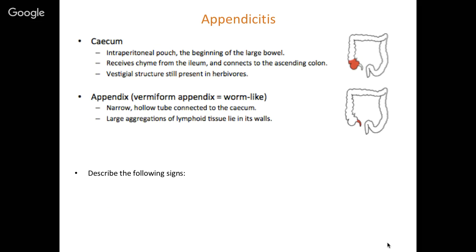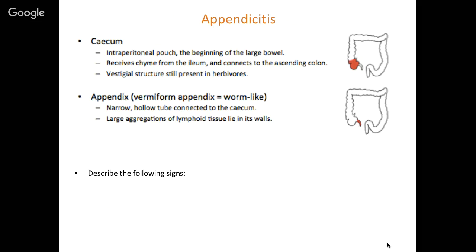Rovsing sign, what's Rovsing sign? Not quite, but you can see rebound tenderness in peritonitis, yeah? Yeah, exactly. Good, what was your name? Edmund, yeah, Edmund's right. So it's palpation of the left iliac fossa, eliciting pain in the right iliac fossa. There's a few other signs as well.